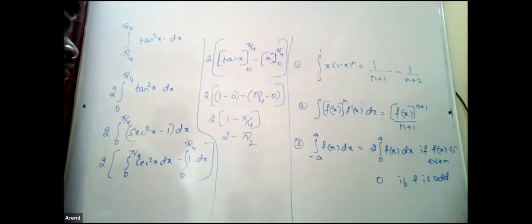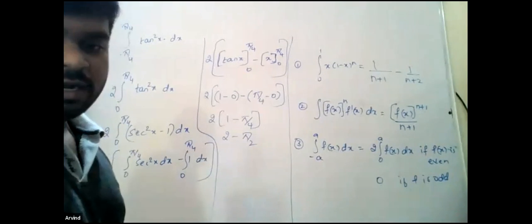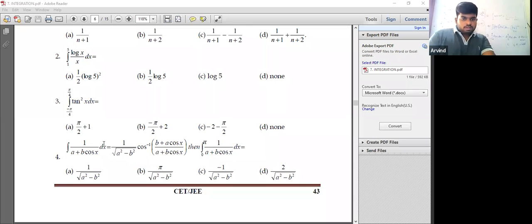Okay, converted into the known thing, tan square can be written as secant square minus 1, so that you can integrate it. So the answer will be option B, minus pi by 2 plus 2. They have just reversed it. We have 2 minus pi by 2, if you reverse it, it becomes minus pi by 2 plus 2.